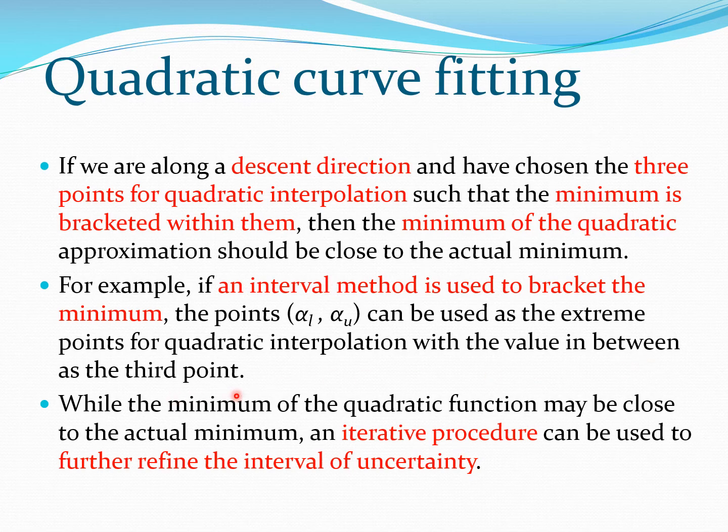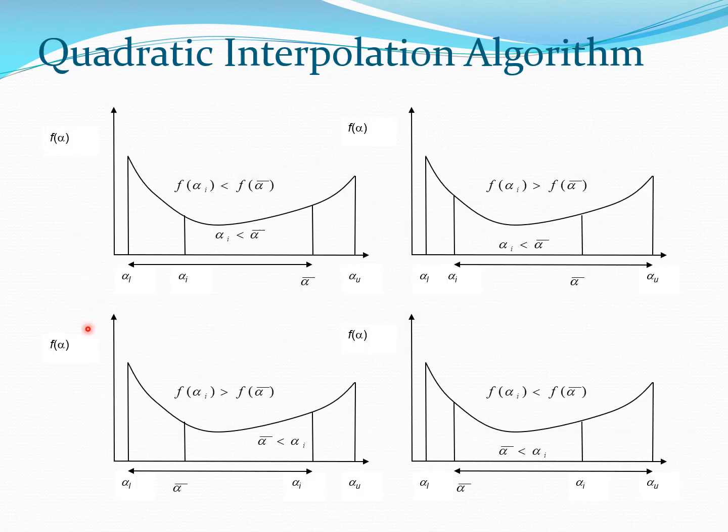So now if you look at the previous 2 methods we have seen, we always zoomed into 3 points q minus 1, q and q plus 1, or q minus 2, q minus 1 and q. Therefore that middle point can be taken to be the third point alpha I. Now while the minimum of this quadratic function may be close to the actual minimum, some kind of iterative procedure can be used to further refine this particular interval. So let us look at it graphically, and this graph is going to become important later as to how you throw out some region of this particular graph.